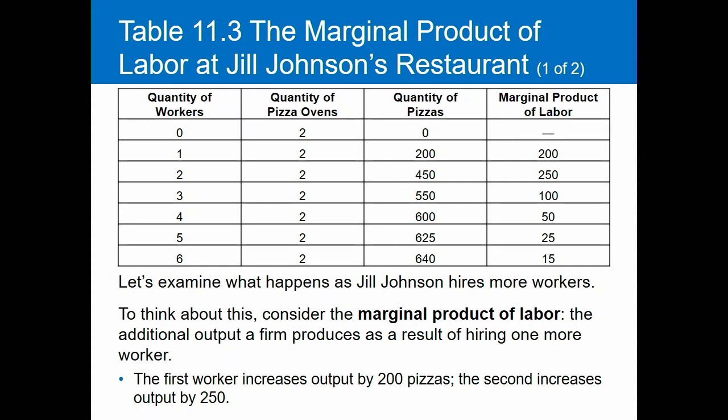There's only two pizza ovens. What happens when you have too many people working and not enough jobs to do? People start standing around. People get in each other's way. People stand around because, oh, someone else will do it. They start messing around.